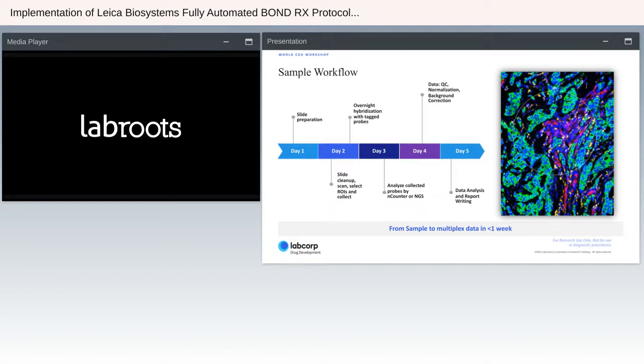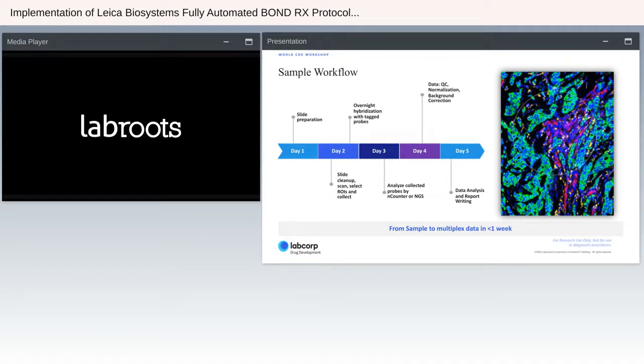And then day four is where the data interpretation really starts, where we can look at the QC of the run. We can do any type of normalization on the data. We can do background correction, any type of statistical analysis within the software.